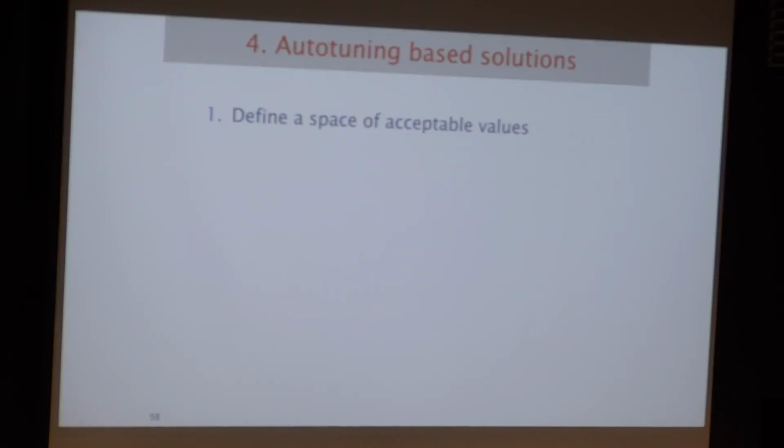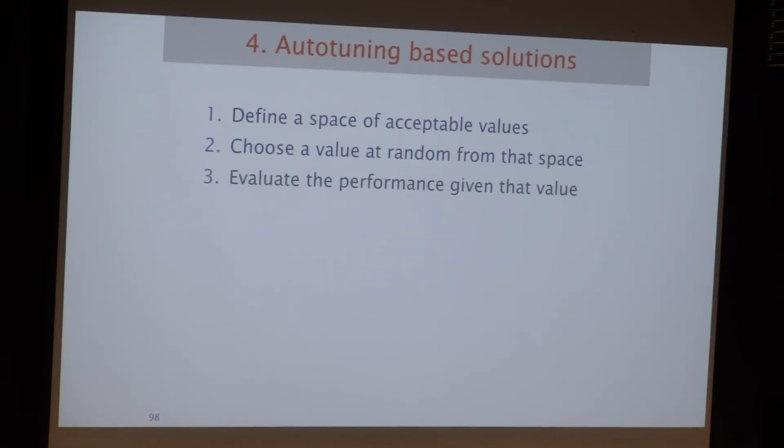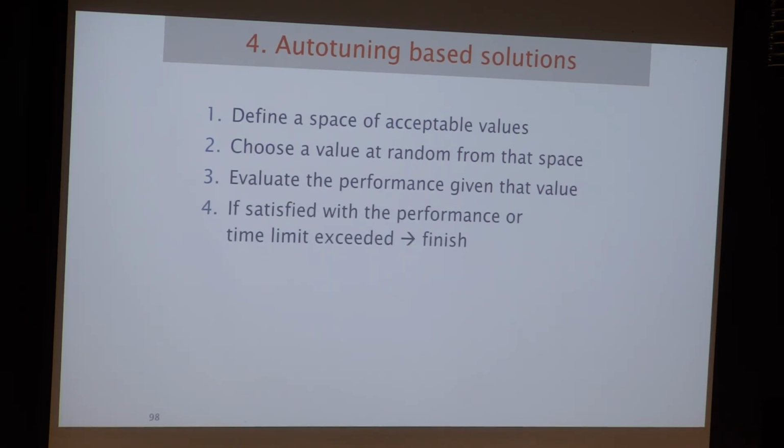So with auto-tuning, you can define the space of acceptable values nicely. Choose a value at random. That's what the system will do. Try it out, and evaluate the performance of that value end-to-end, because end-to-end matters. If you try to predict, most of the time it might not work. And if it satisfies the performance that you need, you're done. Otherwise, choose a new value and iterate over this. Go to 3. So this is the kind of thing.